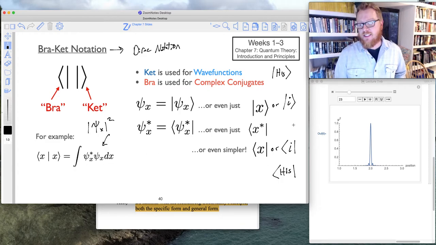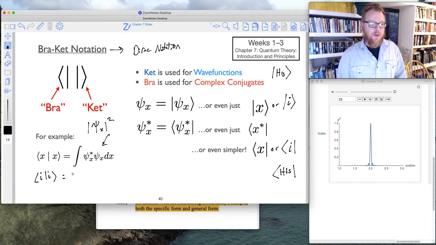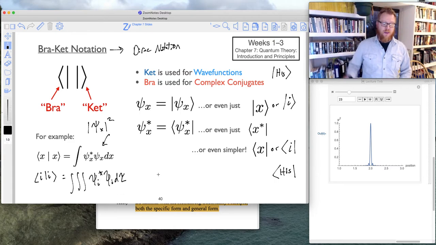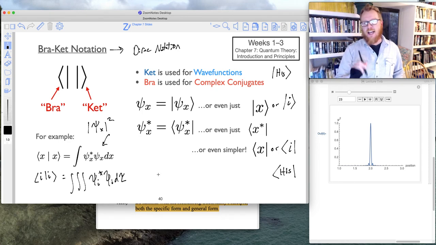Let's go back to this example, where maybe I'm talking about state i. We'll use the state i notation, just that simple notation. Now suppose that I'm not even dealing with a one-dimensional wave function. Suppose that this is a proper three-dimensional spherical coordinate system. Just by writing i in a bra and a ket, this would actually imply the triple integral of psi i star psi i d tau. It would mean all of that. So this is definitely a very convenient shorthand notation, but we have to recognize what it means.